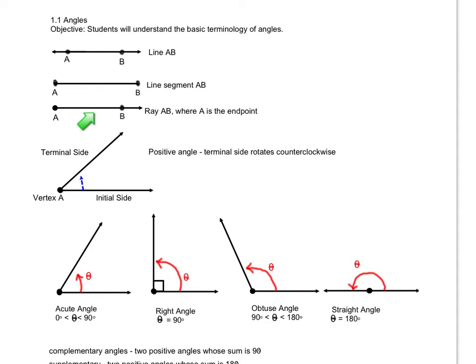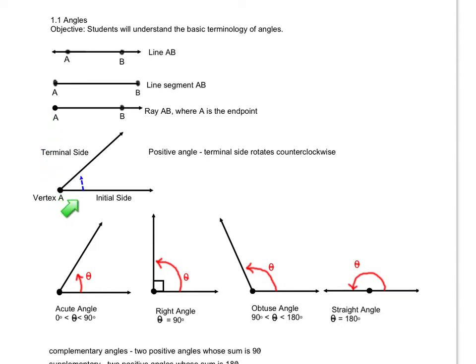And then we have a ray. It's kind of like putting a line segment and a line together. We have one endpoint, and then it extends in one direction continuously forever. We always name the ray with the endpoint first, and then another point on that ray. The line can be named AB or BA. The line segment can be named AB or BA. But the ray can only be named AB, because the A implies that that is the endpoint.